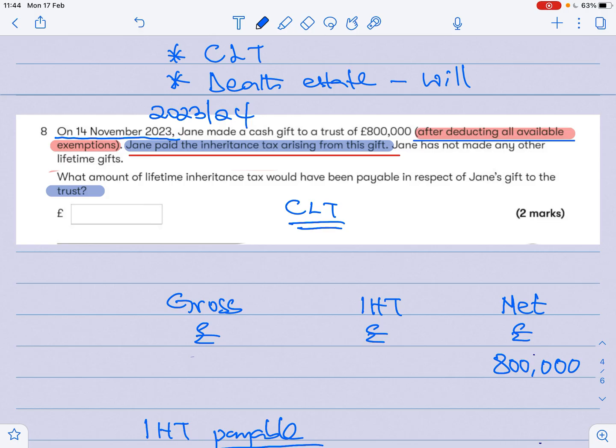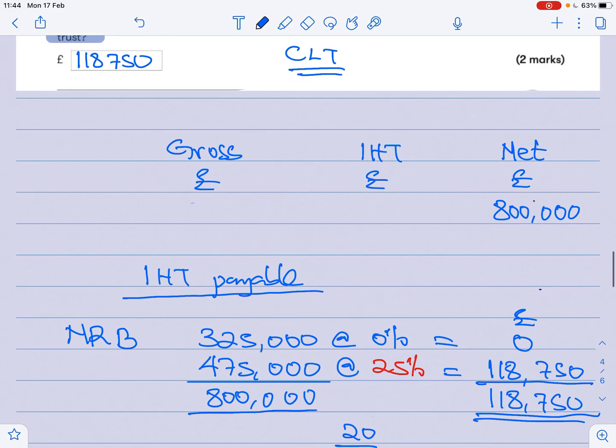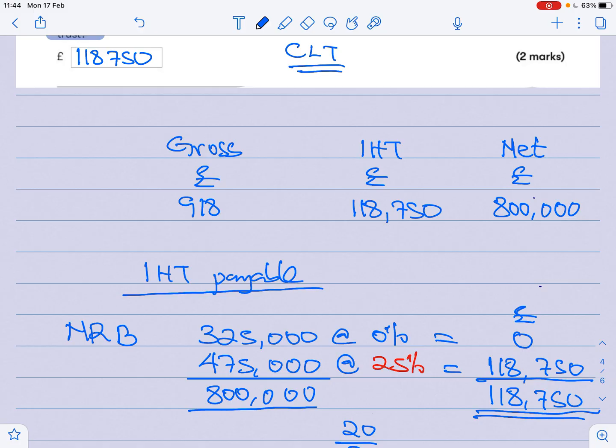So what do you do now on the day of the exam? You come in and you drop in this 118,750. Please don't put a comma, just leave it like this. All right, so let's go back to the 3 columns. I have the amount of inheritance tax to be 118,750. So what I'm going to do now is to add this 118,750 to the net, which is 800,000. And that gives us 918,750.